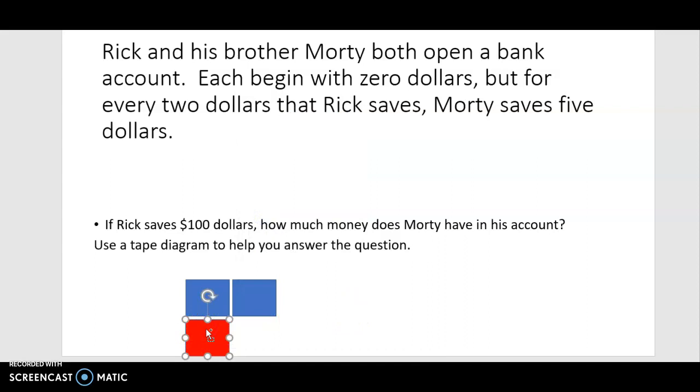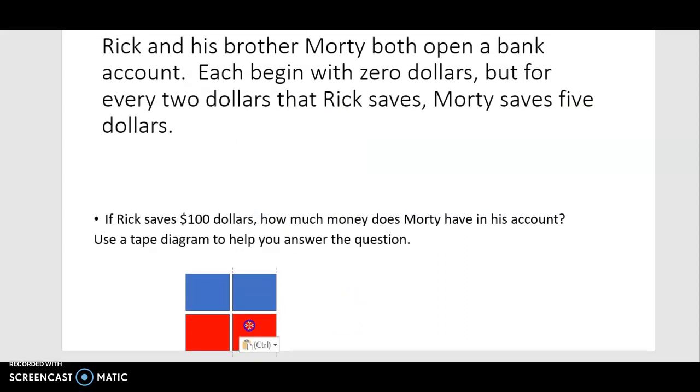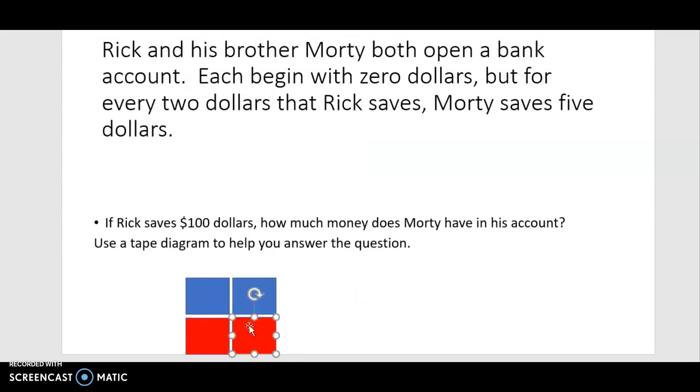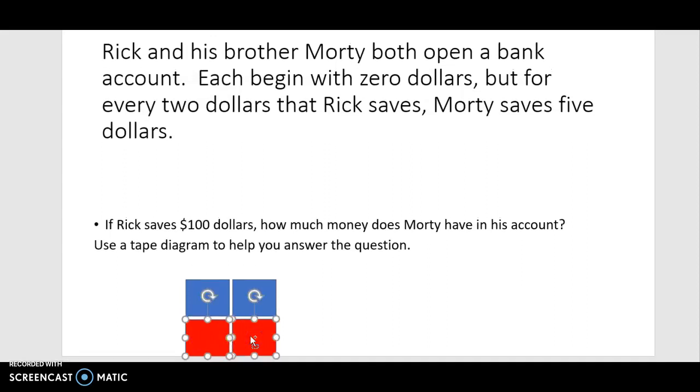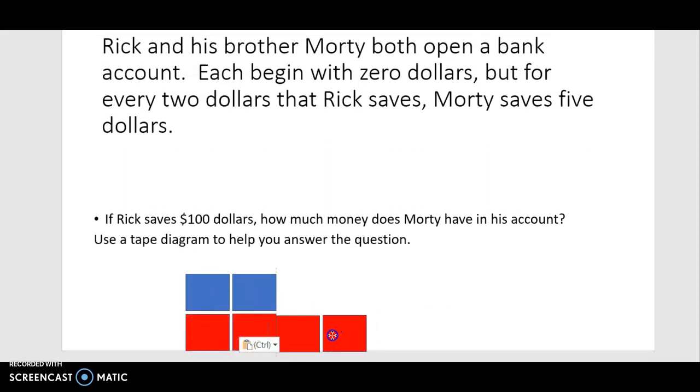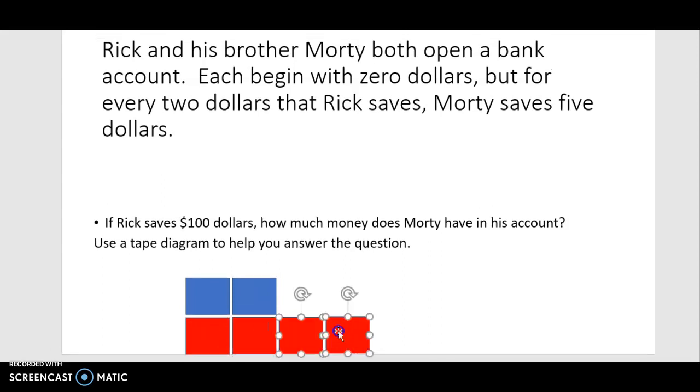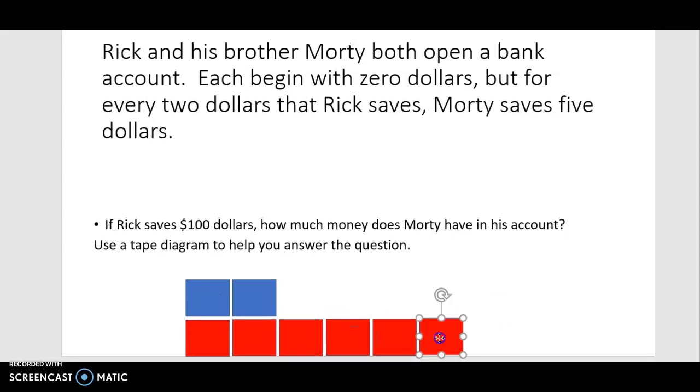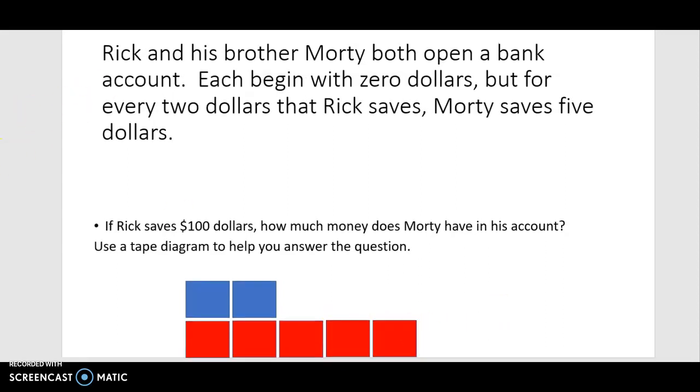And how many did Morty have for every 2 that Rick had? He had 5. So that means now we need 5 because Rick has 2. And 6 would be too much, so we'll just delete one of these. And now we have 2 for Rick and 5 for Morty.